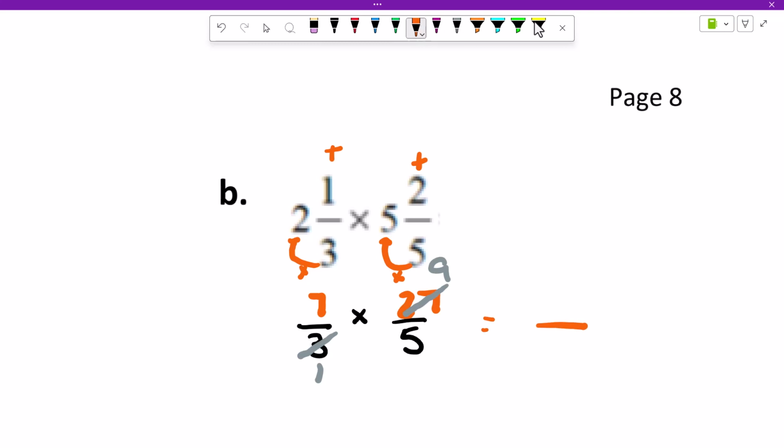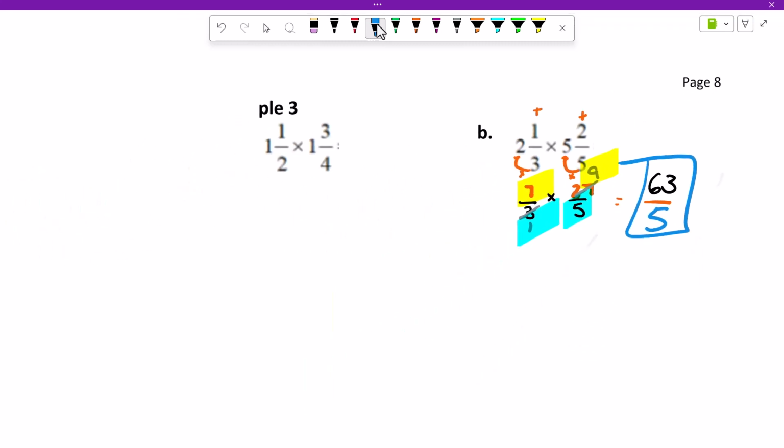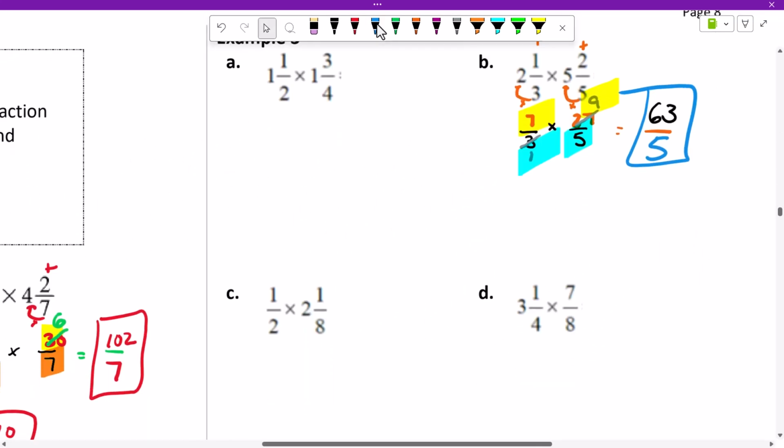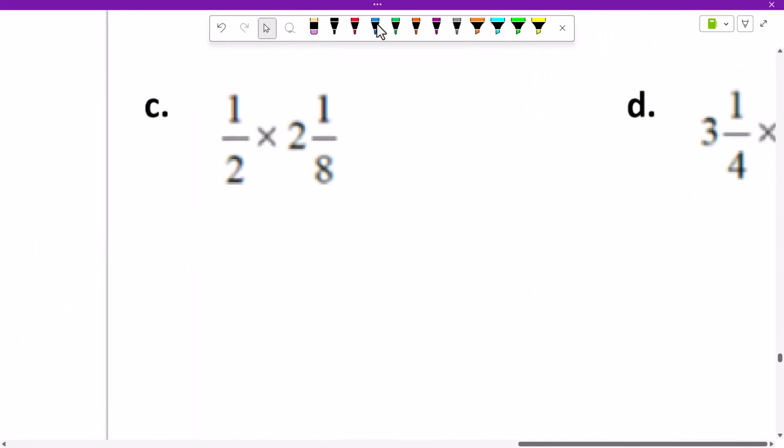So we multiply the tops together. 7 times 9. Yes, Jaden? 63. 63, thank you. And in the denominator, 1 times 5, 5. Answer, 63 over 5. Okay, let's do one more. Then we'll do a word problem, then I'll leave the rest of the class to get your assignment done. Okay, let's do this one.